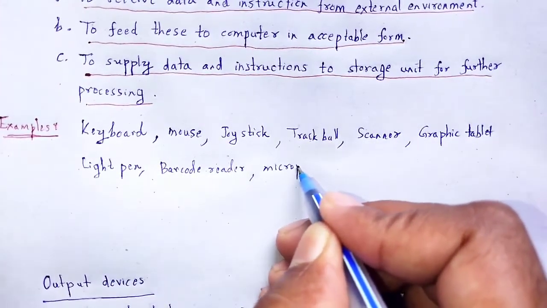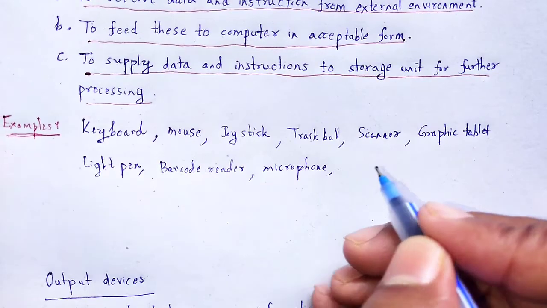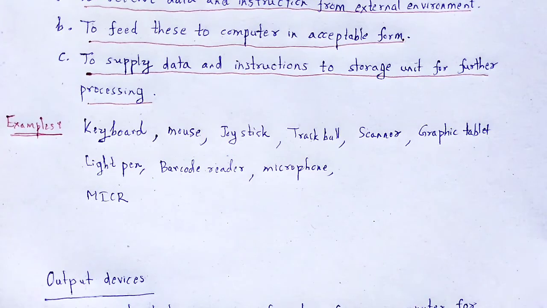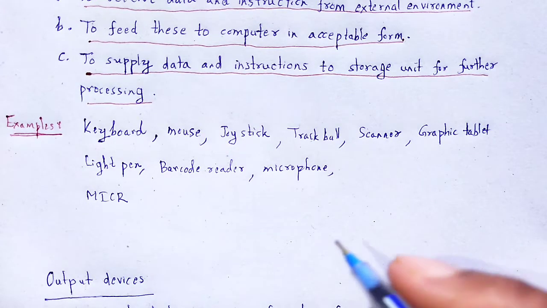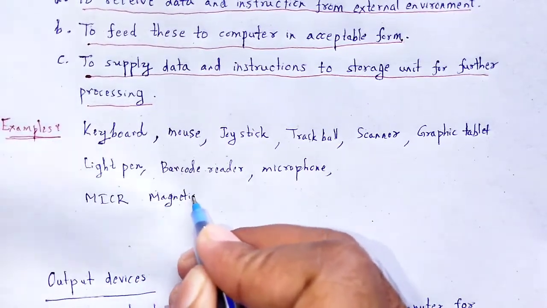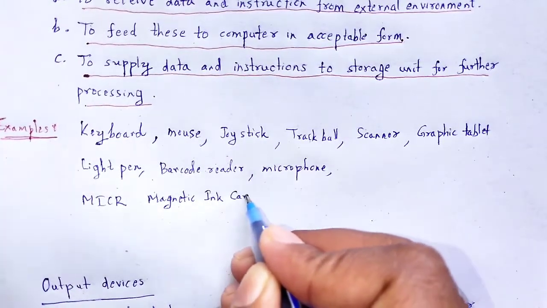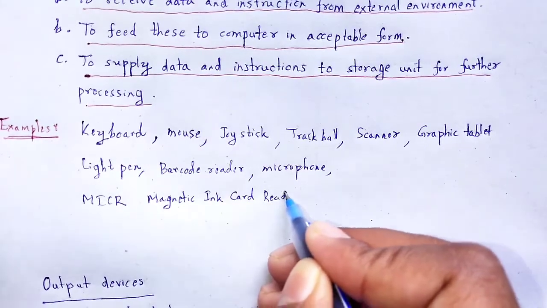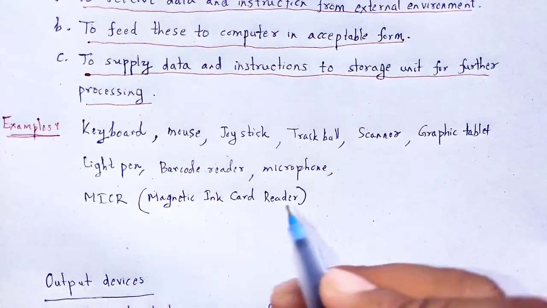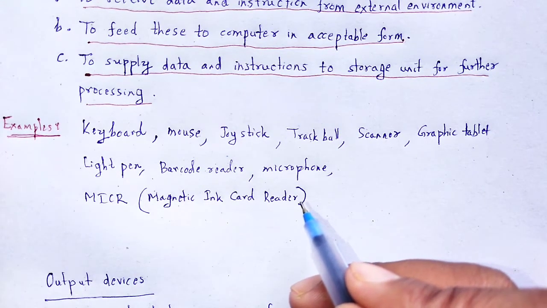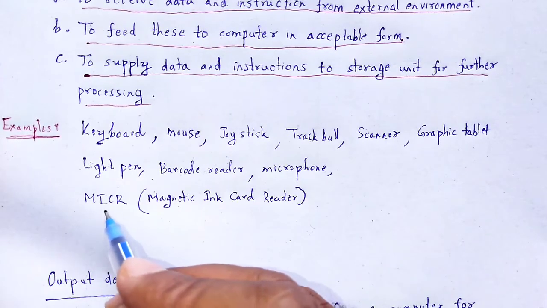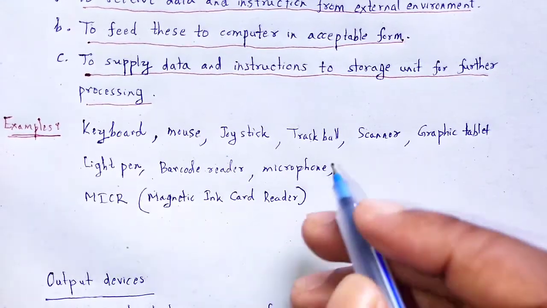Microphone. MICR, which is magnetic ink card reader. That is basically used to read the ATM data. There will be a magnetic chip that is read by that instrument, MICR, magnetic ink card reader.